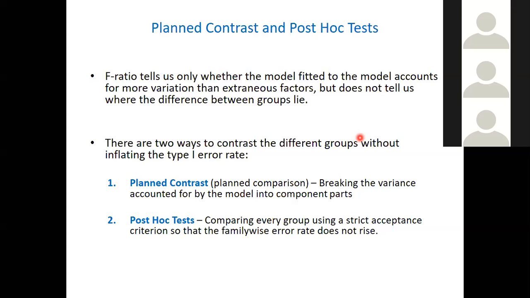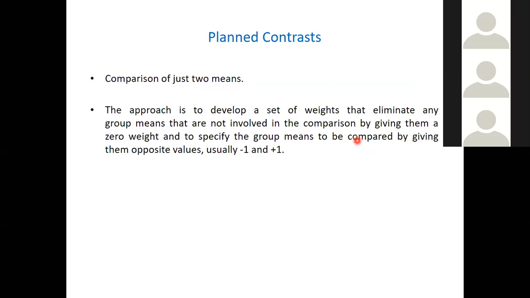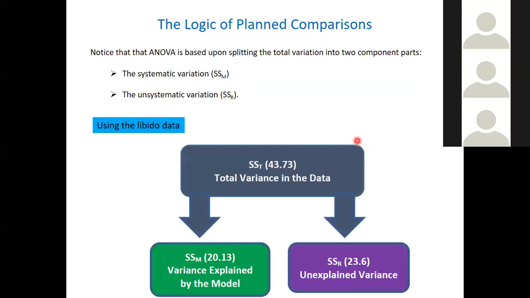Let's first of all look at the planned contrast. What I'm saying about planned contrast will be clearer as we look at the picture that follows. What's the meaning of contrast? Contrast just means comparison. It's a linear combination of 2 or more factor level means with coefficients that sum to 0. That one, if I'm to explain it, may waste time, but you will get to understand it. If it is time, maybe I will even remove this. Let's just go straight to the diagram. You understand what planned contrast means.